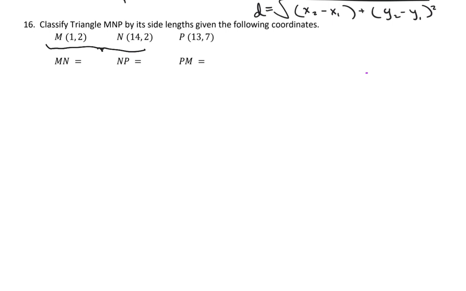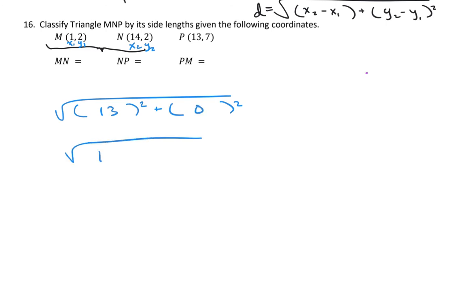So the distance between M and N, I would label it x1, y1, x2, y2, and the distance would be the difference of my x's, so 14 minus 1, and the difference of my y's, so 2 minus 2. So the distance is going to be the square root of 169 plus 0. So MN has a length of 13.